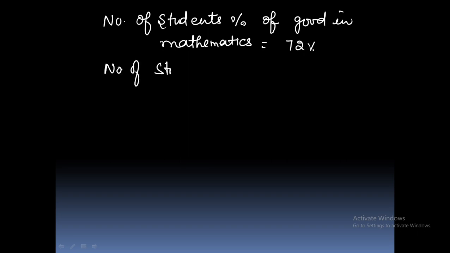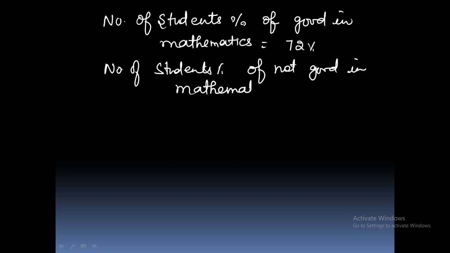Number of students percentage not good in mathematics. You can also do it this way: 100 minus 72%. 100% minus 72. That is 28%. 10 minus 2, 8. 9 minus 7, 2. 28%.